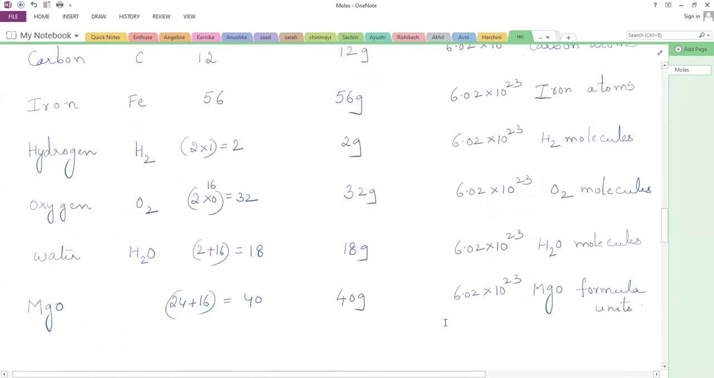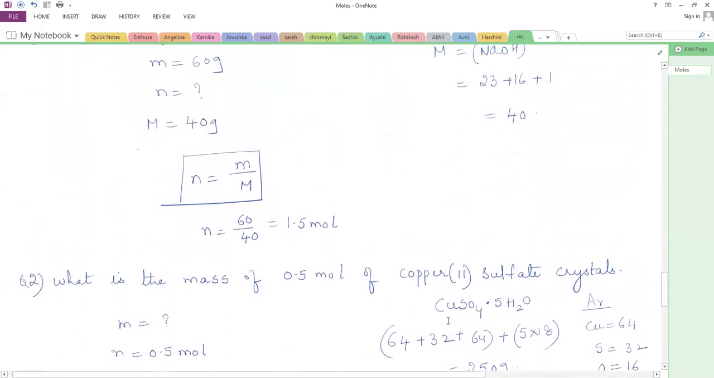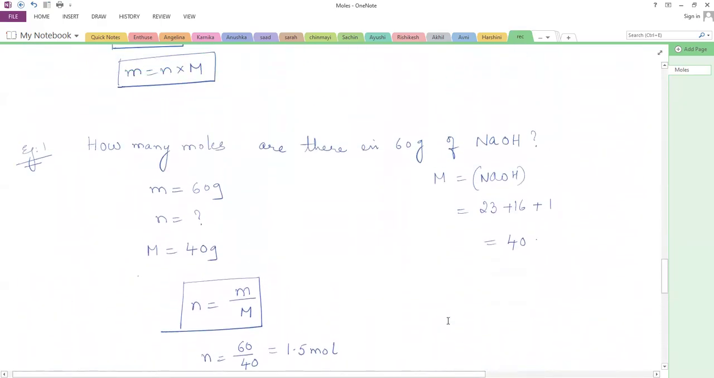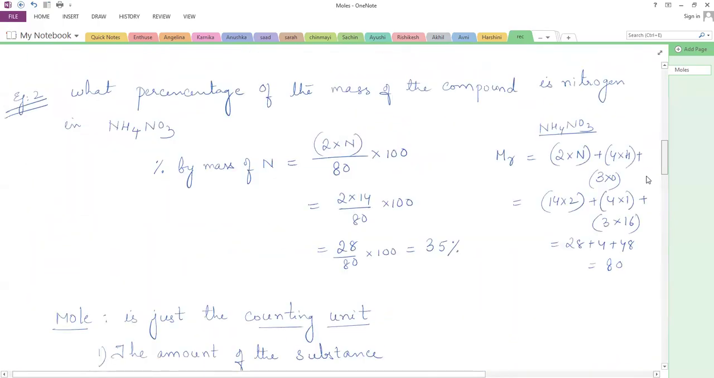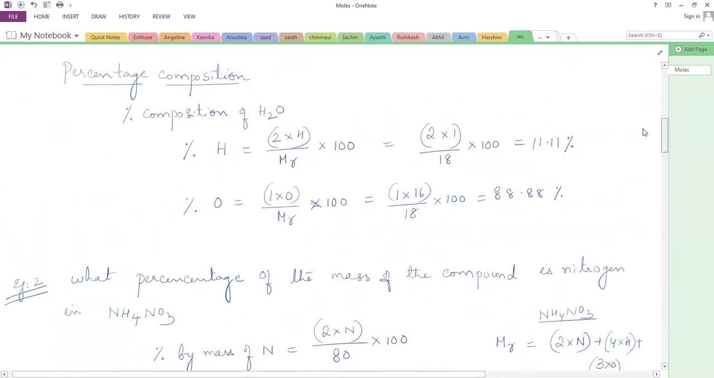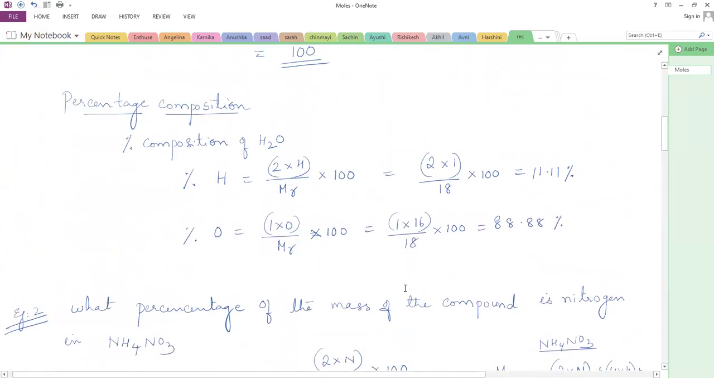And one more formula which you have learned here is number of moles is equal to mass by molar mass. Also, we have found out the percentage by mass composition of a particular element in this video, where the percentage composition of that element is the mass of that element divided by the molar mass of that compound, into 100.